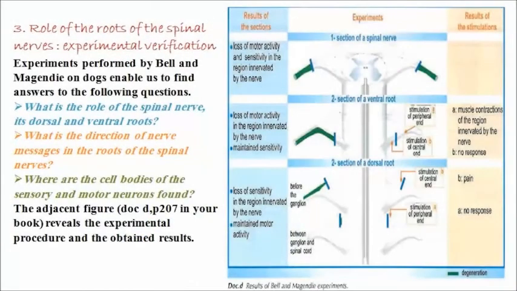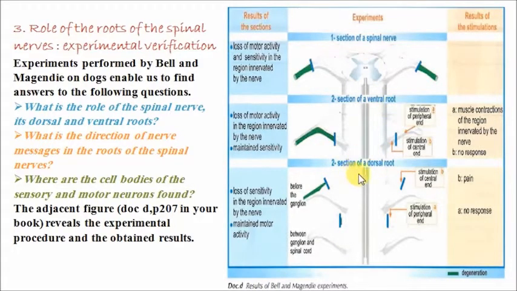The next question is, what is the direction of the nerve messages and routes of the spinal nerve? After we have discovered the role of each one: dorsal is sensory, ventral is motor. Now, we want to know the direction of the nerve message in the following two routes. Are they going to take messages from the receptor to the center or from the center to the effector organ? Let's have a look at the experiment in the middle here.